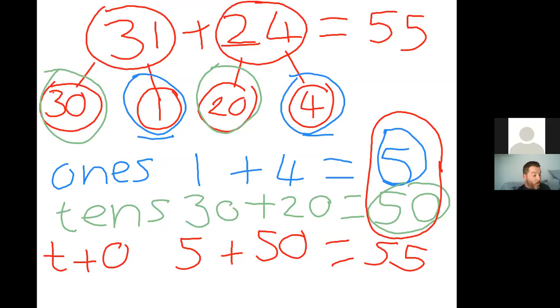Now it's quite long-winded to do this, but as you get better at it, you won't need to do all these part whole models at the top, and you might not actually have to write down each part. You might need to do it in your head. Now again, that one's quite easy because it's two ones numbers which are not bigger than 10. So what happens if they are bigger than 10? Well, let's have a look.